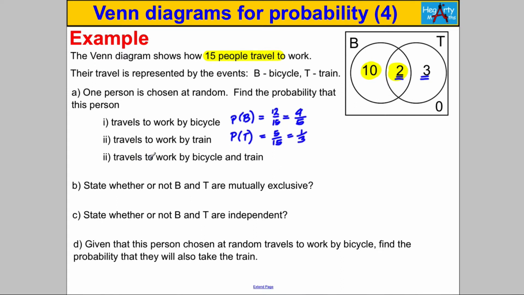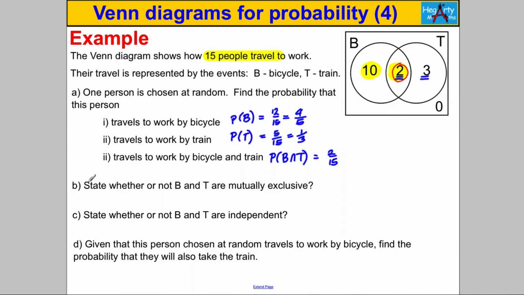What's the probability they travel to work by bike and train? So the probability of bike intersect train, well, there are 2 options in the overlap here, so it's 2 out of 15, which doesn't simplify. So the probability of B intersect T, or bike and train, is 2 out of 15.